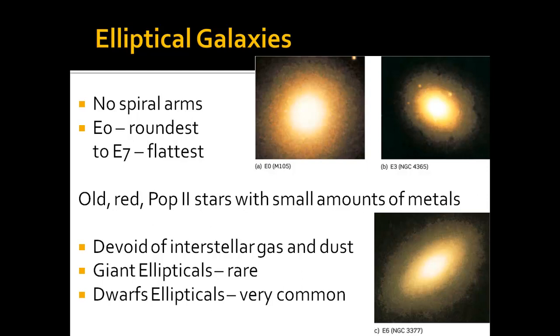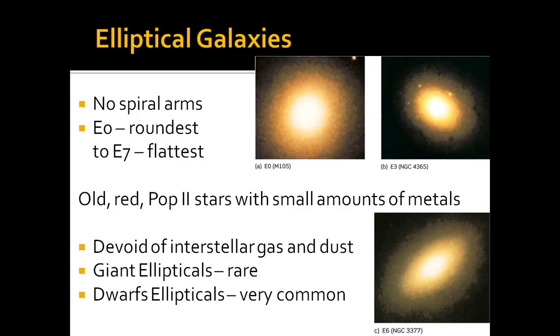All right, our third type of galaxy are the elliptical galaxies. Okay, these elliptical galaxies have no spiral arms. They're the rounder, fuzzier, red-looking galaxies. And we classify these actually through numbers. So we go through E0 through E7. So capital E is the designation for elliptical. So E0 galaxies are the roundest, and E7 galaxies are the flattest.